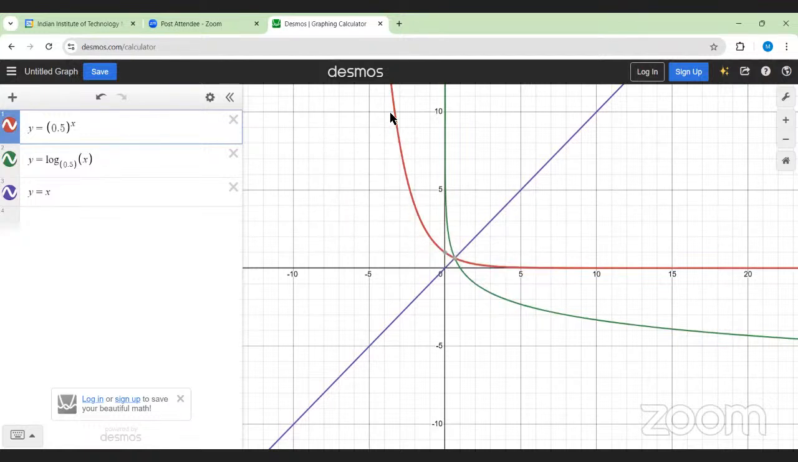If you take the mirror image, then the mirror image of this uppermost part will become this particular thing, the green one. And the mirror image of this part, which is actually going to 0, will become this green line, which is going to plus infinity over the y-axis. So this is the graph when the value of a is between 0 and 1. The graph of log x is denoted by the green one, and the graph of a to the power x is this red one. Okay, is that fine? Yes, ma'am.